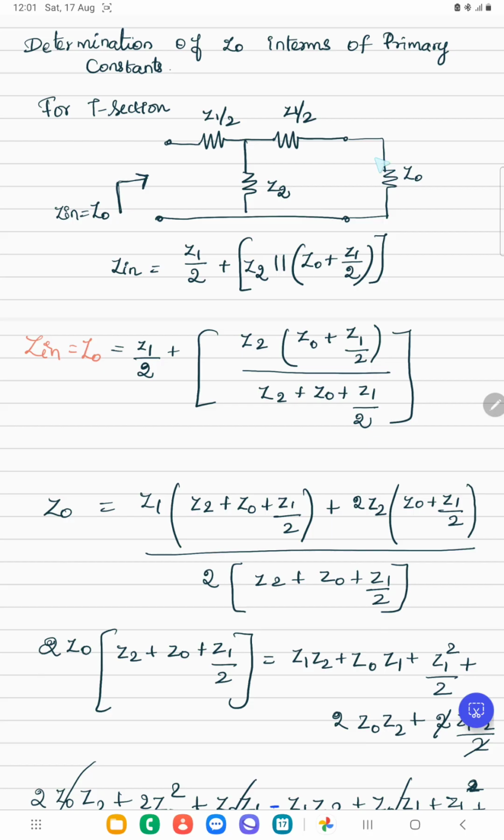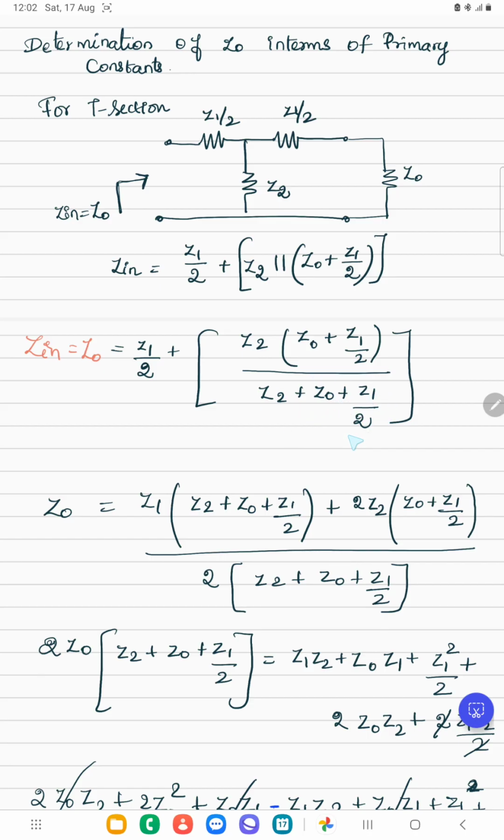So first, these two are series impedances, so Z0 plus Z1 by 2. Then that answer will be in parallel with this Z2. Then it is in series with this Z1 by 2. We should calculate this. If it is parallel, we multiply these two impedances and divide by the sum. So Z2 into Z0 plus Z1 by 2, divided by Z2 plus Z0 plus Z1 by 2.